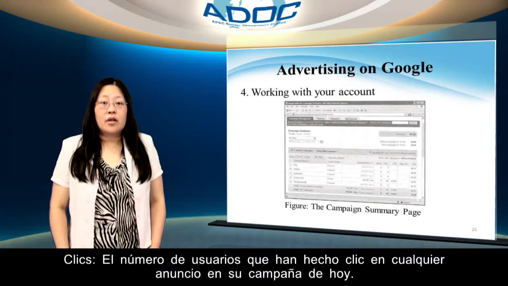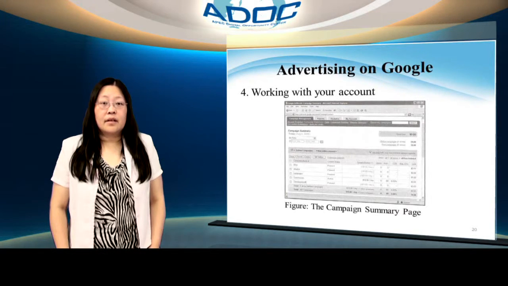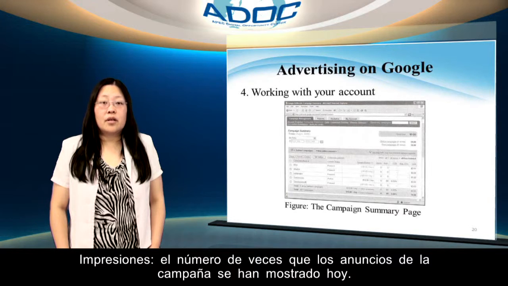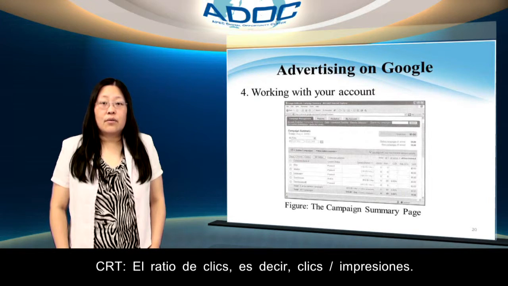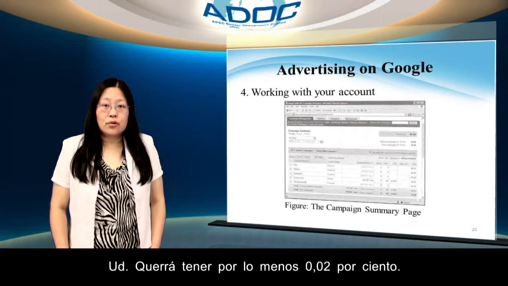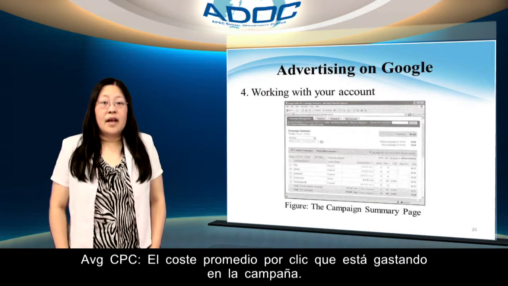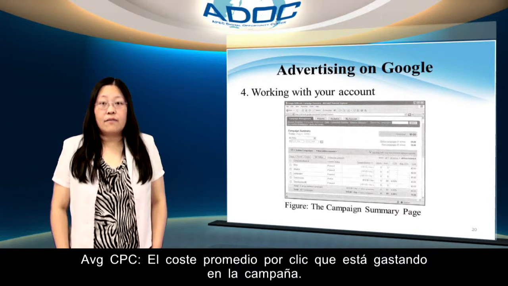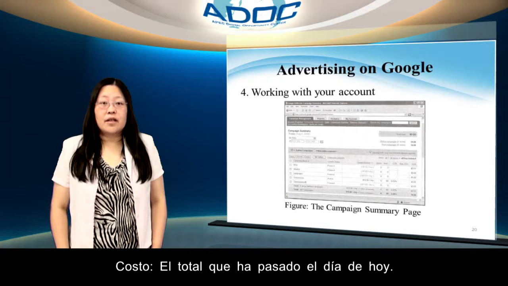Clicks, the number of users who have clicked any ad in your campaign today. Impressions, the number of times the ads in the campaign have been displayed today. CTR, the click-through ratio, that is clicks over impressions. You want to aim for at least 0.02%. Average CPC, the average cost per click you have been spending in the campaign. Cost, the total you have spent today.